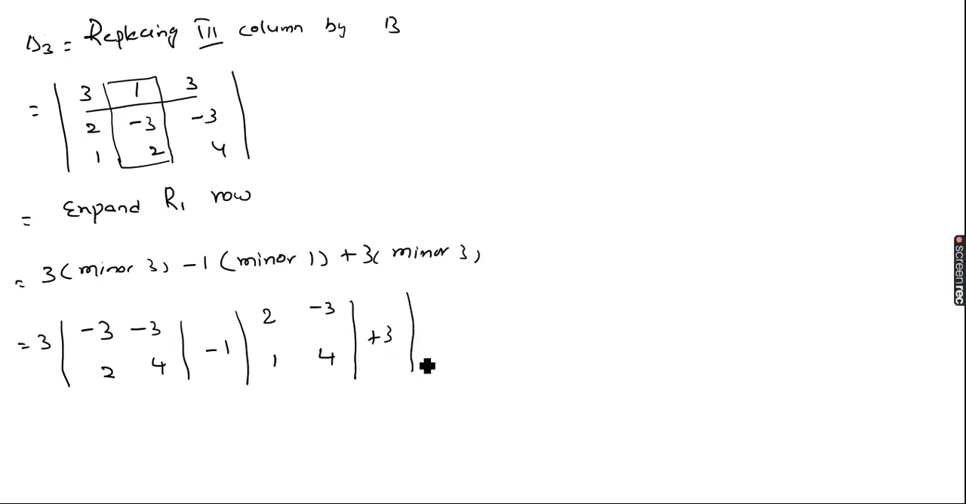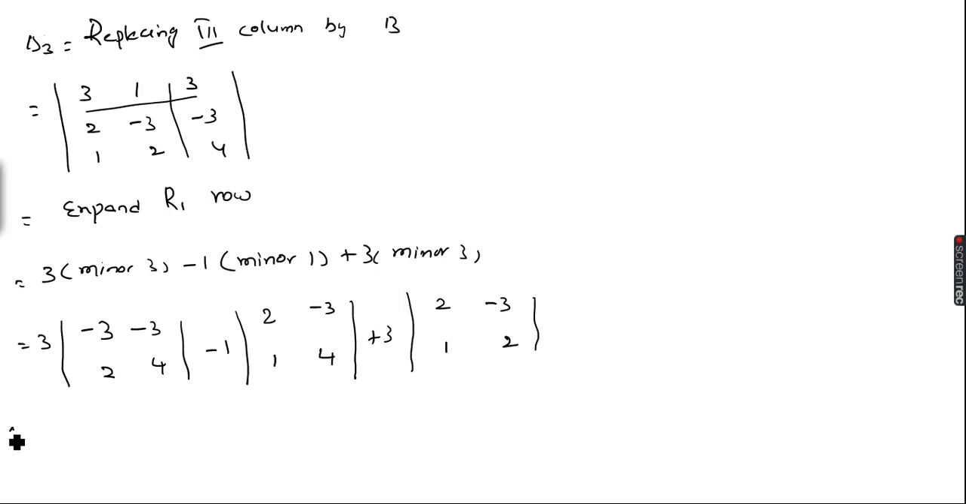Plus 3 into the minor of 3. So what is the position of 3 here? The position is first row, third column. So we get 2, minus 3, 1, 2.